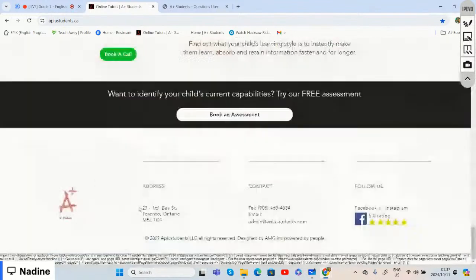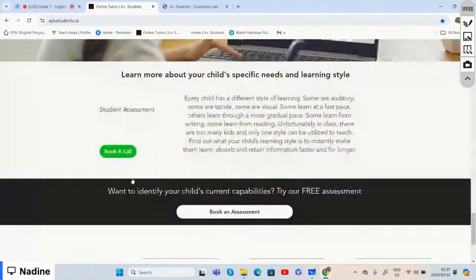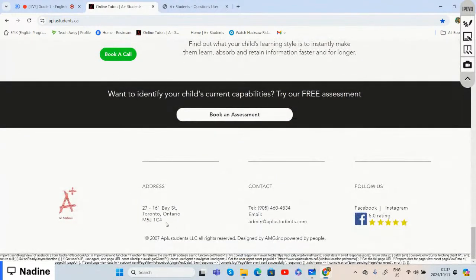If you go to, okay, yeah, I'm showing the screen. If you go to aplusstudents.ca and then scroll right down, I think there's the contact number as well as the email. Just check my screen. If you scroll right down, you'll see the contact number as well as the email, and then you can ask them how you get in contact with Nadine or Miss Nadine.